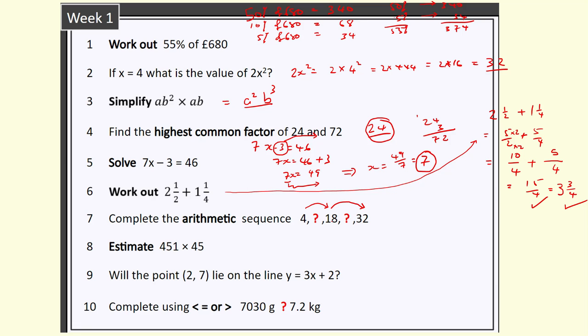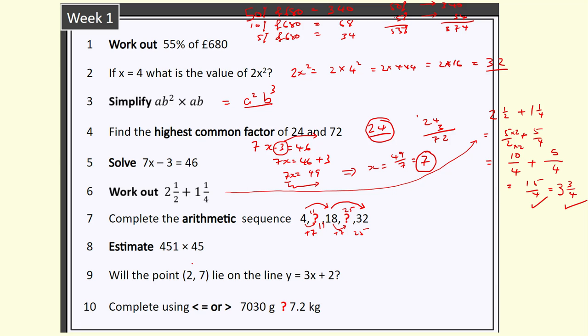From 4 to 18, missing out a number, is 14. Half of 14 is 7. So 4 add 7 gives me 11. So yeah, that should be 11 there. And then I go again. 18 add 7 gives me 25. So the two missing numbers are 11 and 25. So 11 here and 25 here.